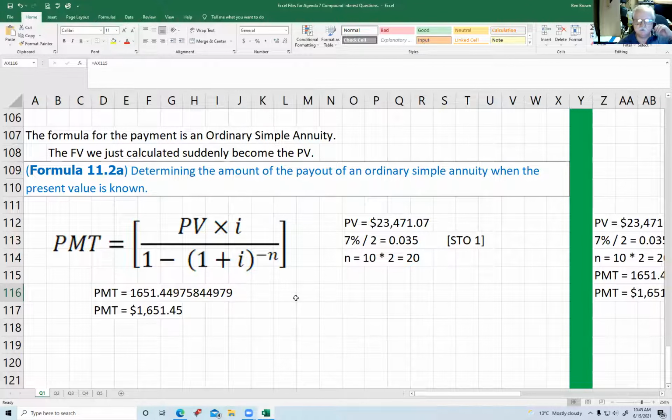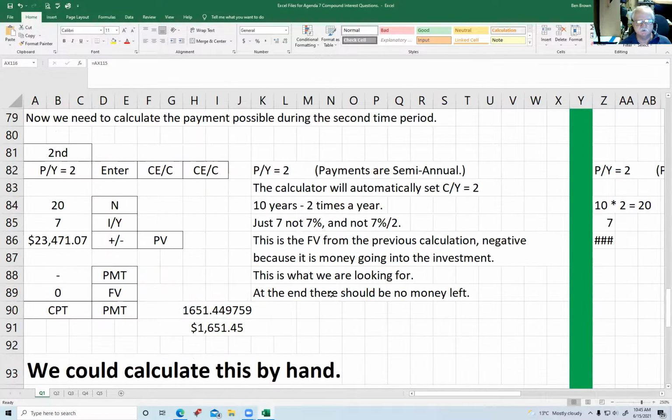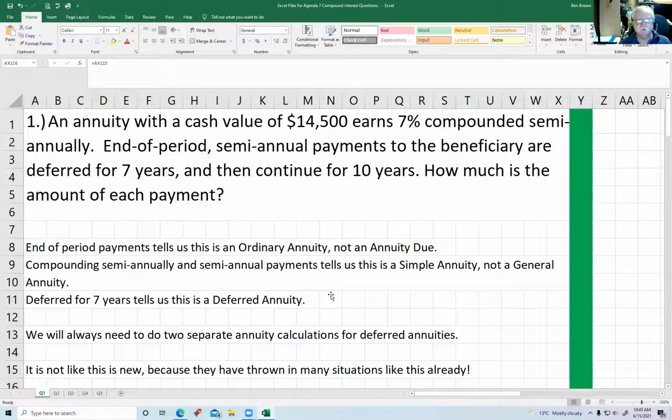So any questions on how that worked? We're not learning any new formulas in this section. The only thing they've done to make our life more difficult is they've included this annuity in every situation. So any questions on that one before we look at the next one?